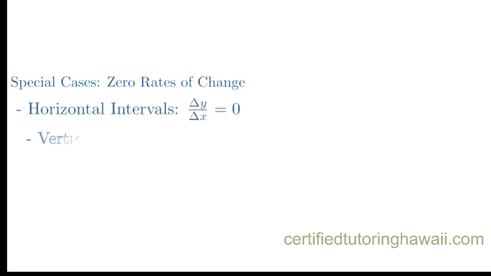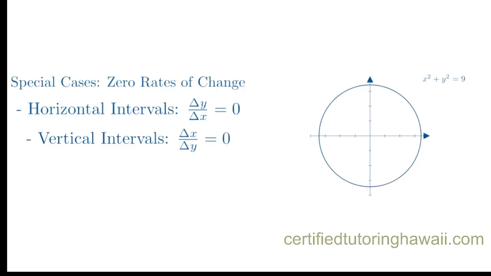Finally, let's explore some special cases of how variables change, when the rate of change is 0. We can have horizontal intervals or vertical intervals, and these correspond to 0 rates of change in one of the variables. Let's use our circle example again. x squared plus y squared equals 9.